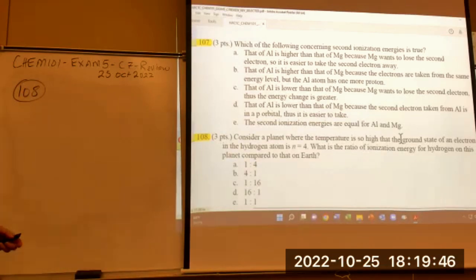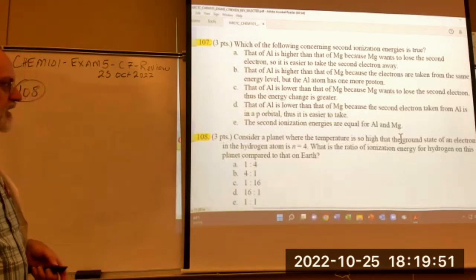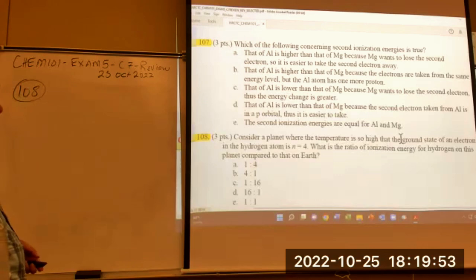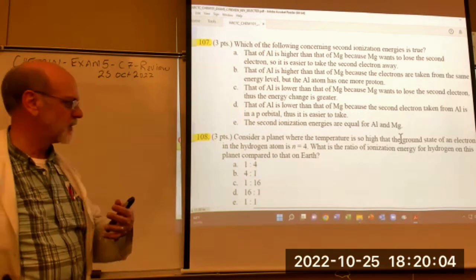All right, what do we have here? Consider a planet where the temperature is so high that the ground state of an electron in the hydrogen atom is n equals 4. What's the ratio of ionization energy for hydrogen on this planet compared to that on Earth? Well, let's think about it logically first.